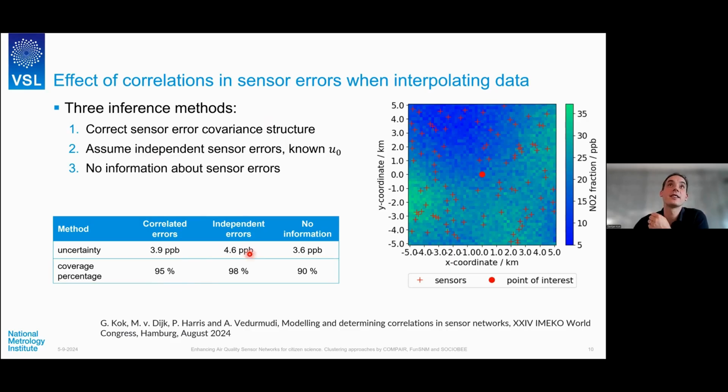If there are independent errors, then we get a higher uncertainty, but it's actually too high, as compared to what you would like to have if you want a 95% confidence interval. And if you provide no information, things get mixed up or equal out, and then you get a low uncertainty, but it's actually too low. We recently presented these results at a metrology conference, actually in Hamburg.